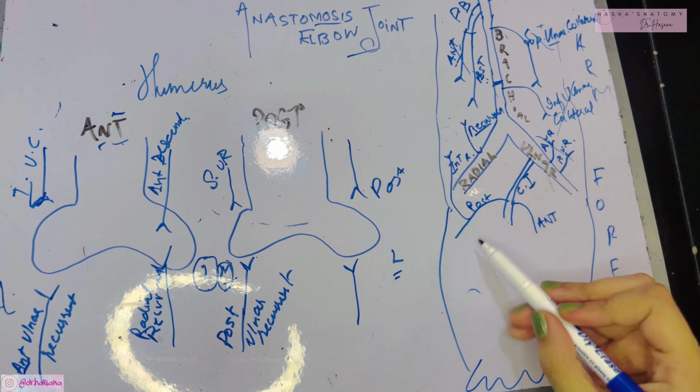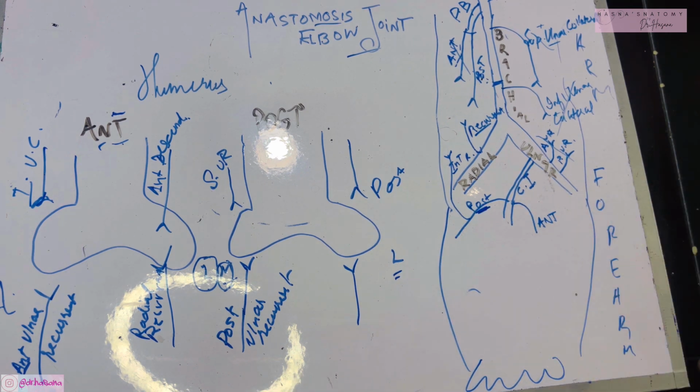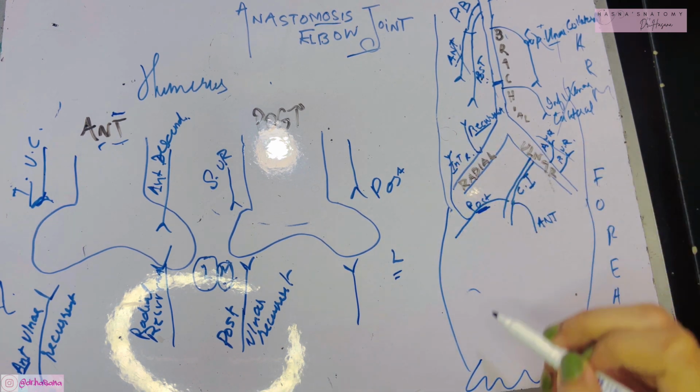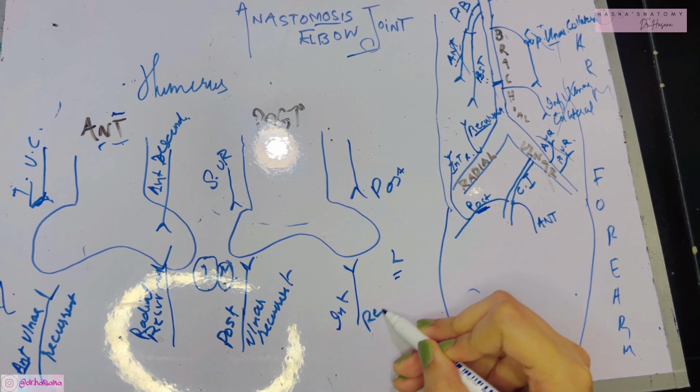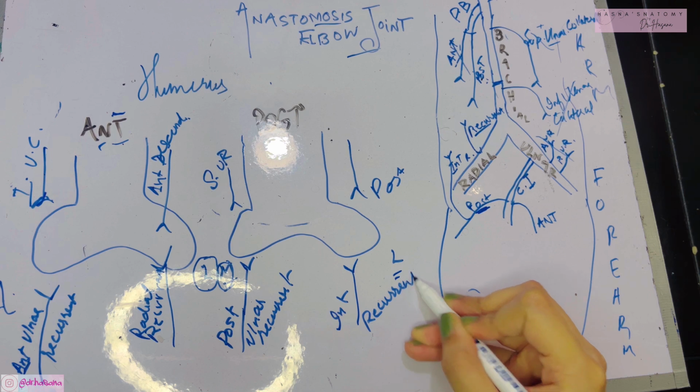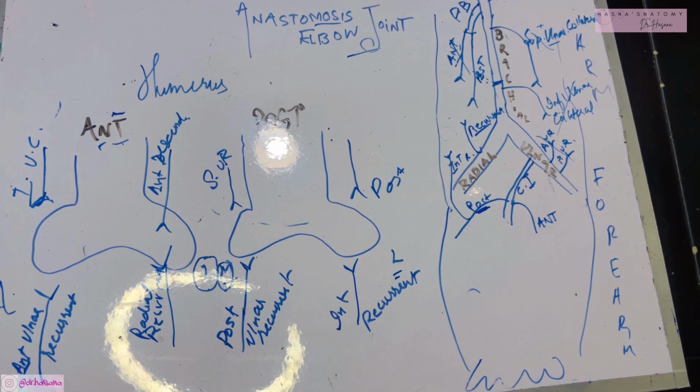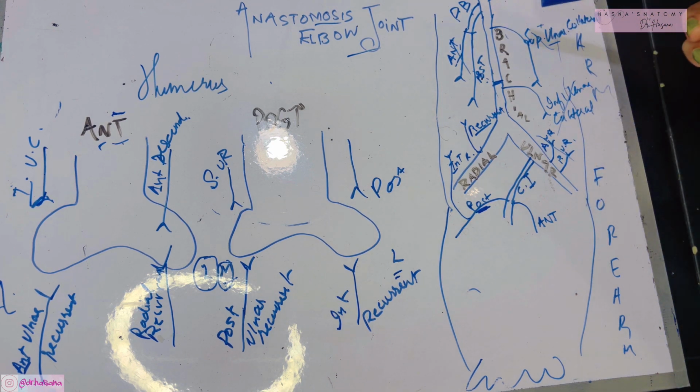What is left, guys? I remember the posterior interosseous artery. It's lying posteriorly and then it gave an interosseous recurrent. So that is the only thing that makes sense to fit over here. So it is the interosseous recurrent coming from below. And that is your anastomosis of the elbow joint. It is that simple once you've learned the branches. And learning the branches is the only difficult part.